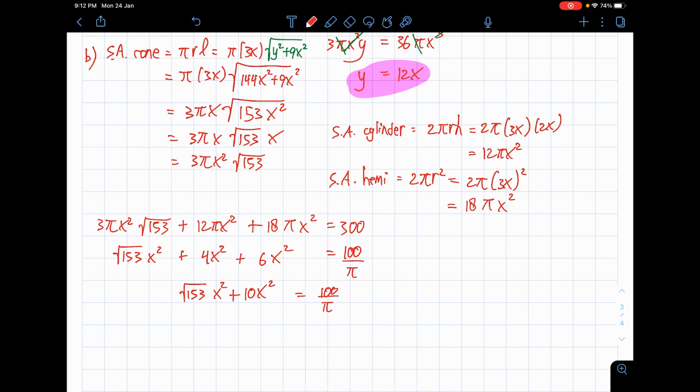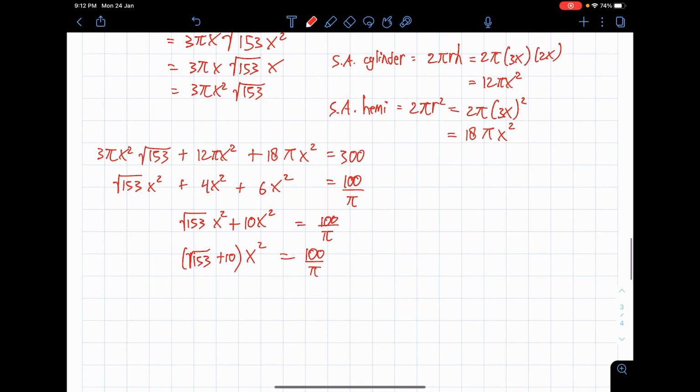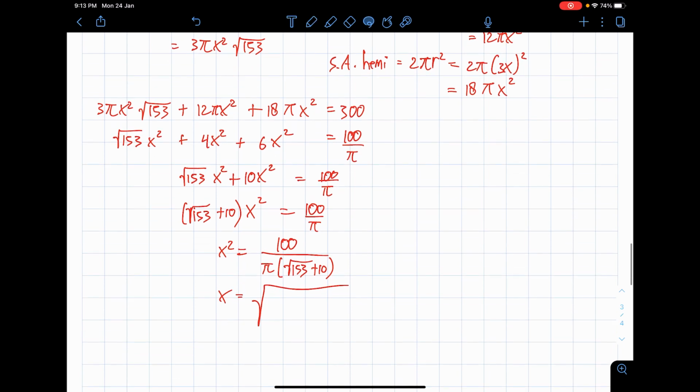So that's it. I just need to divide, not divide, I need to factorize it first. So root of 153 plus 10 in a bracket equals 100 over pi. And therefore, I can get x squared as the subject. Damn, that is still ugly though. I think this question is really, I don't know. Square root also of the whole thing.